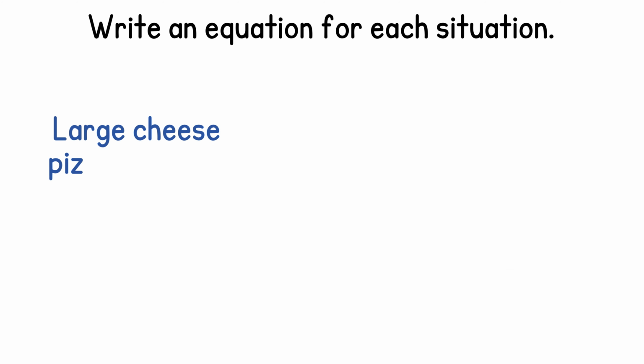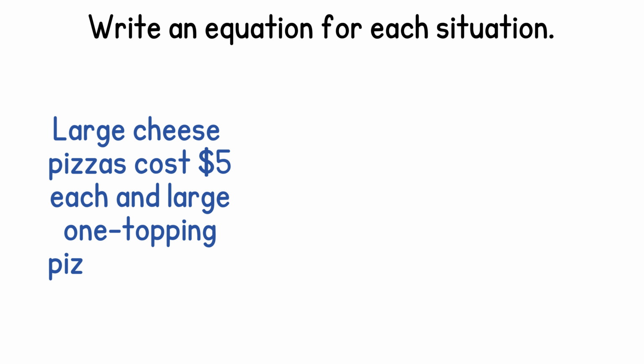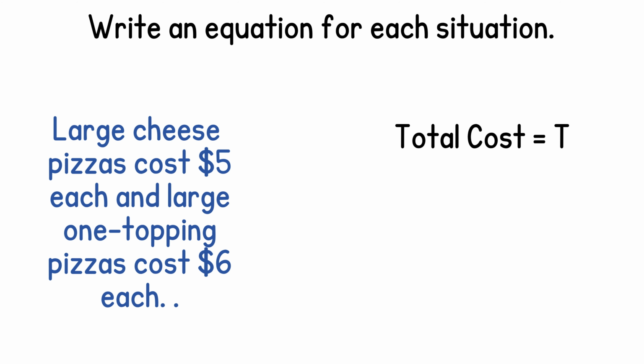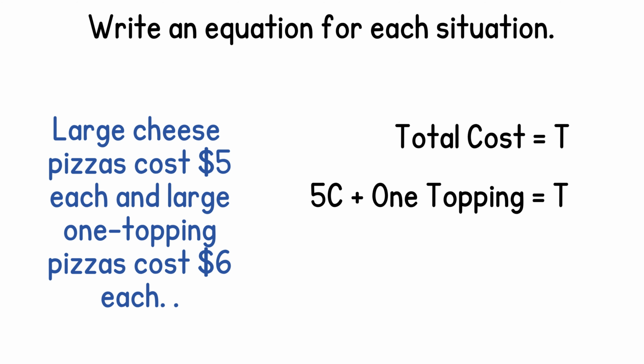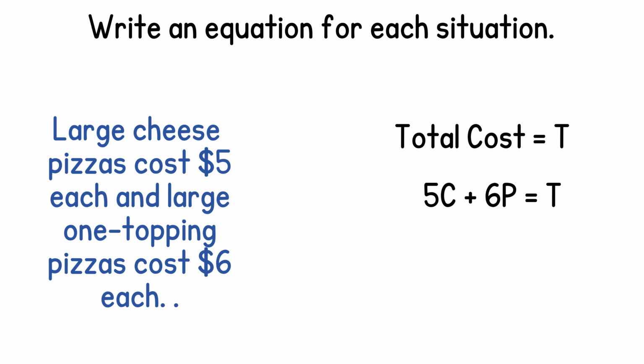Here's our last one. Large cheese pizzas cost $5 each, and large one-topping pizzas cost $6 each. We want to represent the total cost for ordering any amount of these pizzas. So we'll let T equal our total cost. We know that the cost comes from adding our cheese pizza prices to our one-topping pizza prices. Since we know large cheese pizzas cost $5 each, we can represent this as 5 times C. And since we know that large one-topping pizzas cost $6 each, we can represent this as 6p. So now we can find our total cost if we know how many of each pizza we're buying.